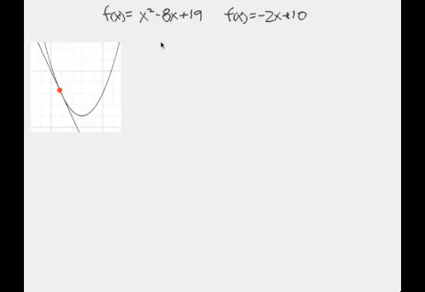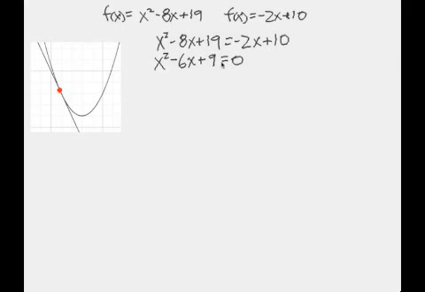So let's go through the procedure, set the two functions equal to each other. X squared minus 8x plus 19 equal to negative 2x plus 10. All right, again, we want to get everything on the left side, so we have a quadratic equal to 0. So I'm going to have to add 2x, subtract 10. So x squared, I'm going to add 2x, so this is going to be negative 6x. I'm going to subtract 10, so this is going to be plus 9 equals 0.